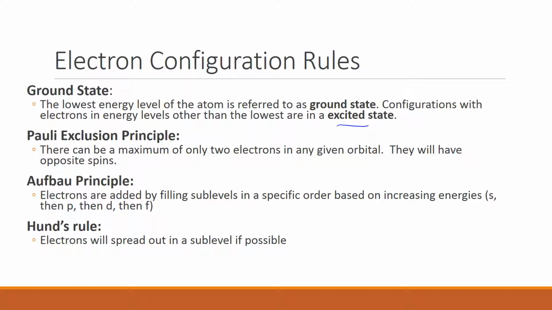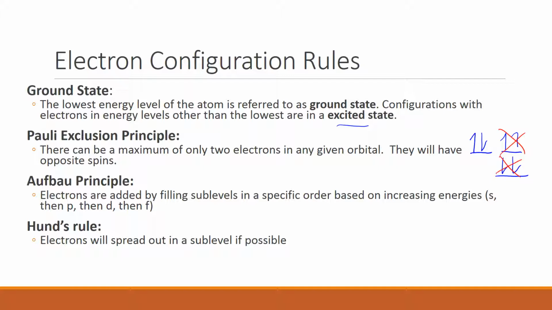So then we have 3 rules. We have the Pauli exclusion principle: there can be a maximum of only 2 electrons in any given orbital, and they have opposite spins. So basically, for every orbital, every space we have, you have 2 electrons, one up, one down. You cannot have 2 ups. That's a no-no. You cannot have 2 downs. That's a no-no.